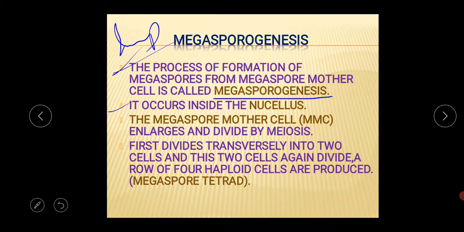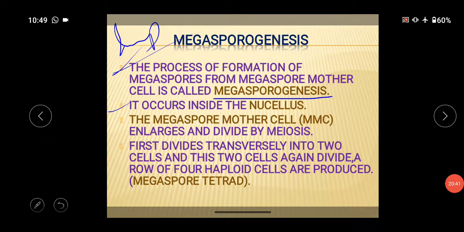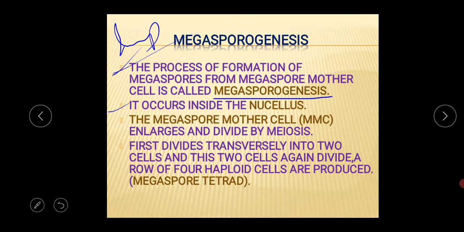What is the location of megasporogenesis? It occurs inside the nucellus region. Next, the MMC enlarges and divides by meiotic cell division. It first divides transversely into two cells, and these two cells again divide, so a row of 4 haploid cells is formed. That is called the megaspore tetrad. So this is the overview of megasporogenesis. I am repeating again: the formation of the megaspore is called megasporogenesis, and for each new formation one mother cell is required. The same thing is there in megasporogenesis.